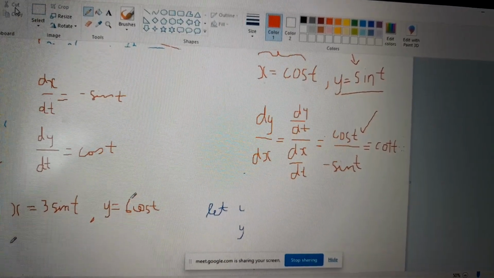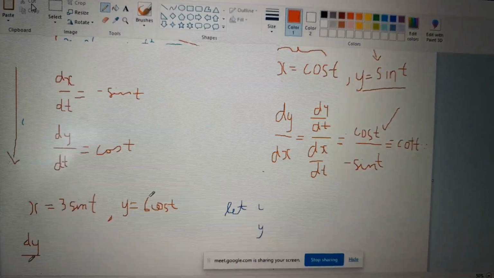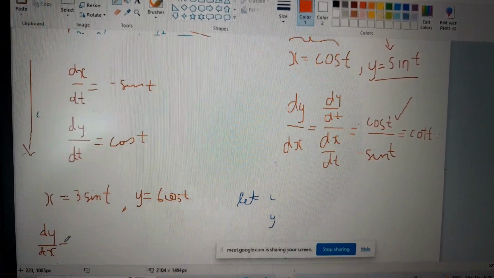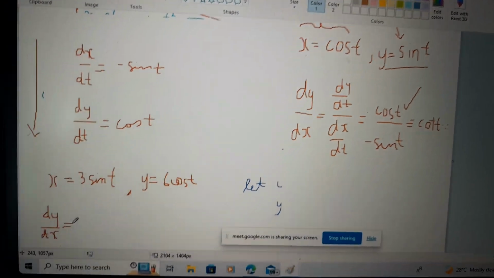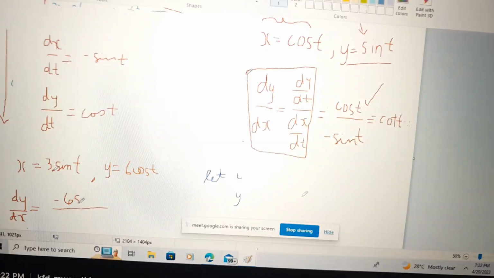What is the derivative of this parametric equation? dy dx, what will we get? So I want you to quickly work on that. I'm giving you 2 minutes. Excellent.